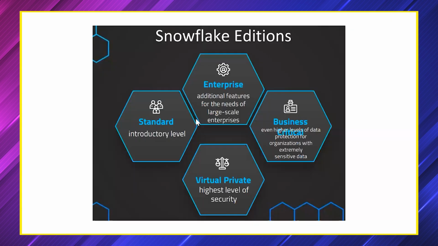So now again, let us see the different editions. We start from the Standard Edition, which is introductory level. And then we have the Enterprise Edition, which has additional features for the needs of large-scale enterprises. And then we have the Business Critical Edition, which has an even higher level of data protection for organizations with extremely sensitive data. And finally, we have Virtual Private Snowflake, which offers the highest level of security.